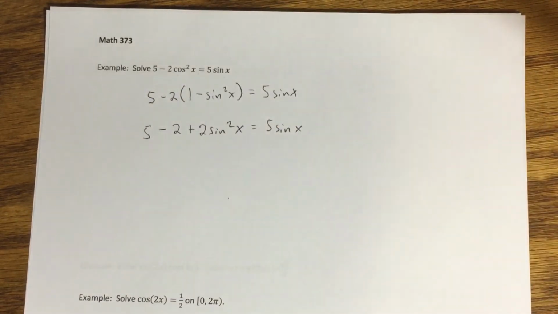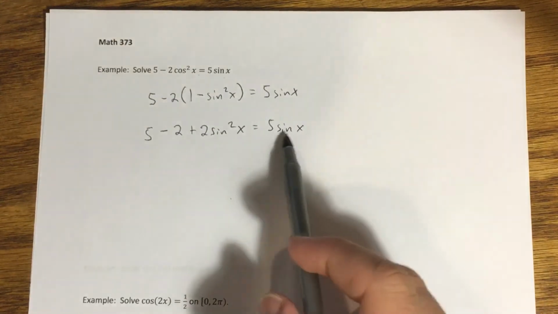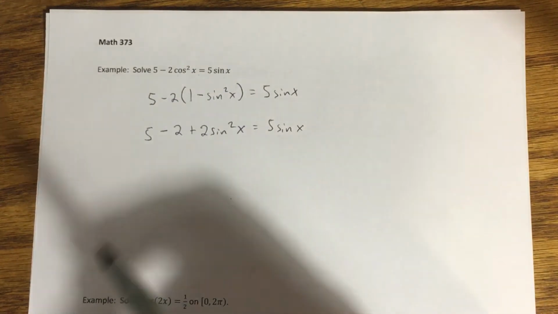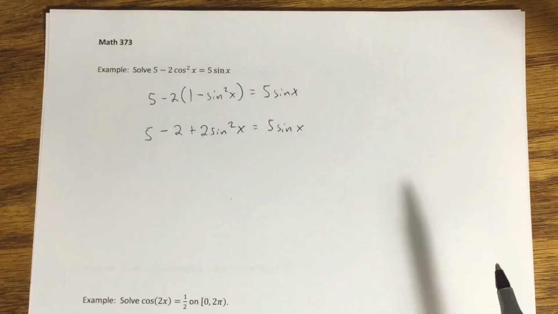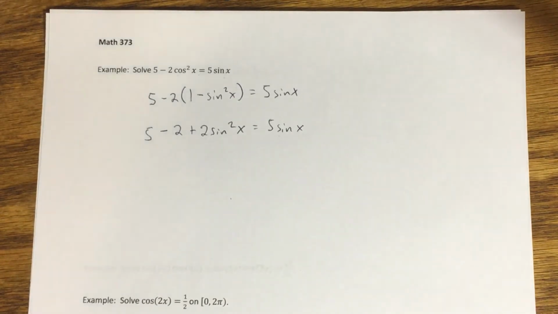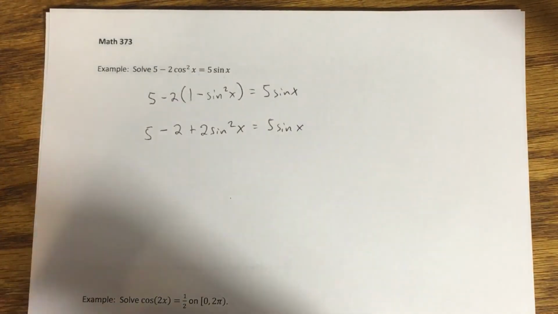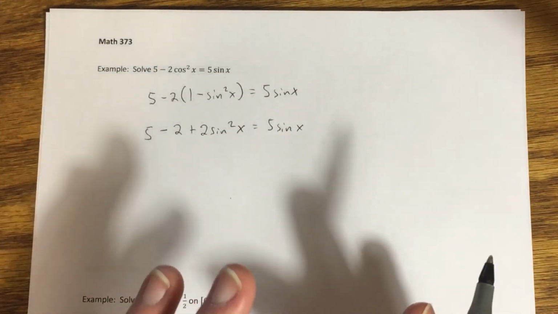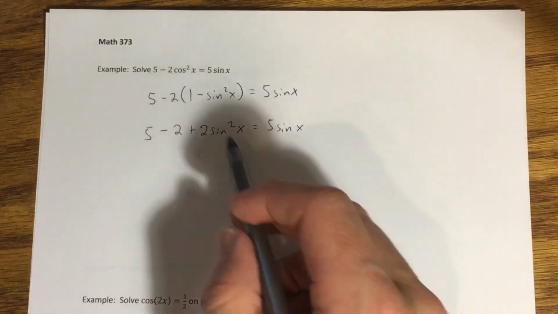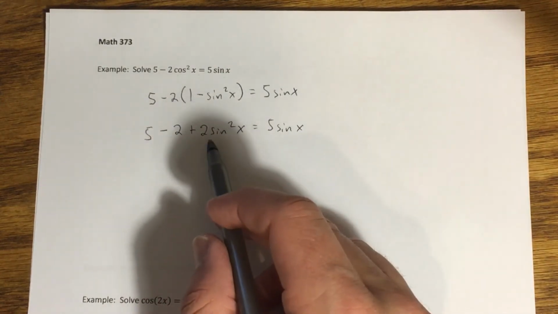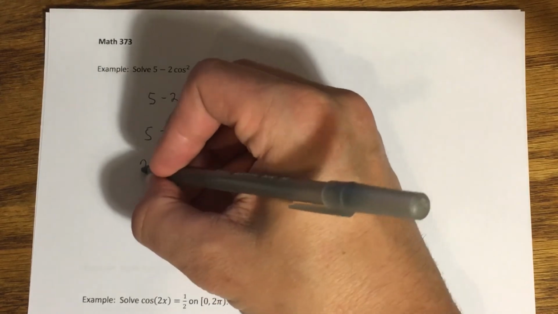I'm going to move some things around because even though everything is in terms of sine, I do have a sine of x here and a sine squared of x here. So it's starting to look kind of like one of those polynomials. Let's try using my zero product property. In order to do that, everything needs to be moved over to one side so that I get a 0 on one side of my equation. I'm also going to rearrange some terms here. So 2 sine squared of x, let me put that first.